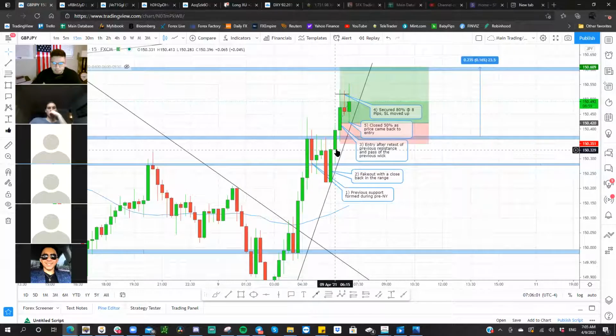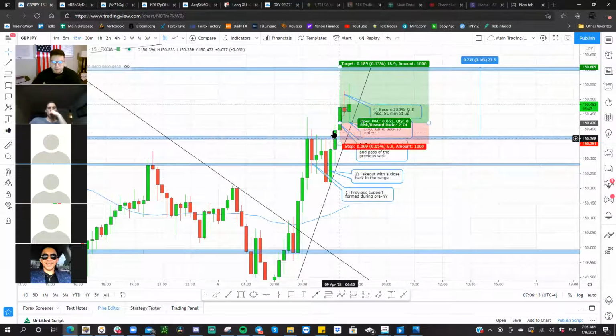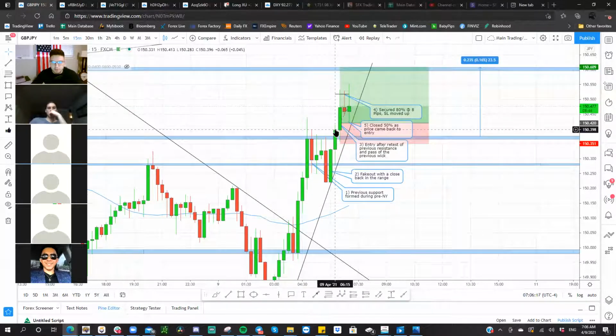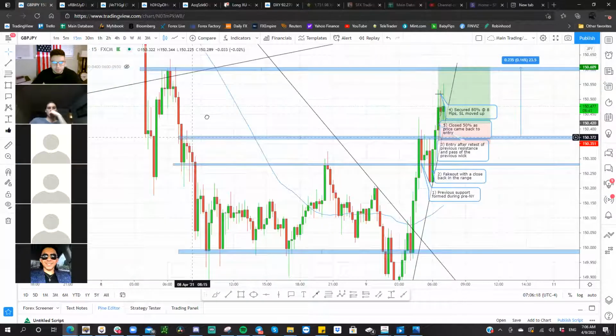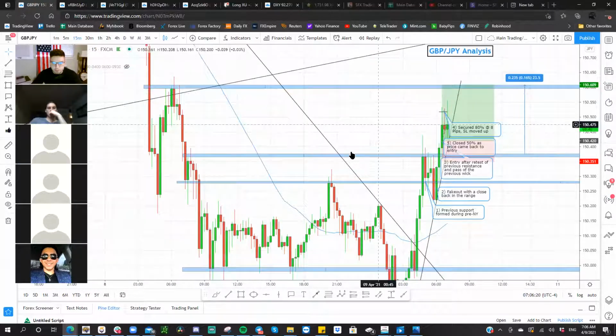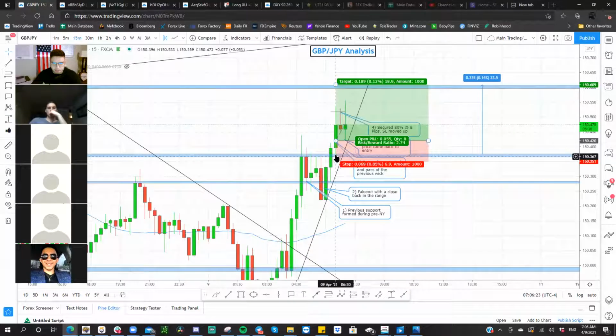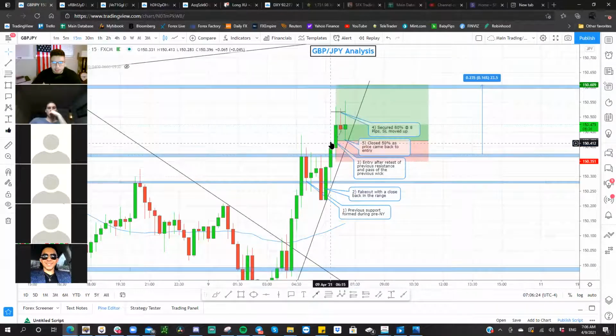We got the retest of this previous support, and then I was gonna enter as price passed the high of this candle right over here after the retest, but it's a Friday, so I didn't want to be a hero over here. And it was also like 6:25, so I waited for price to close above this resistance over here with a clean move to the left. So what we got was a retest of that previous resistance, and then a pass of the high of this candle right over here.